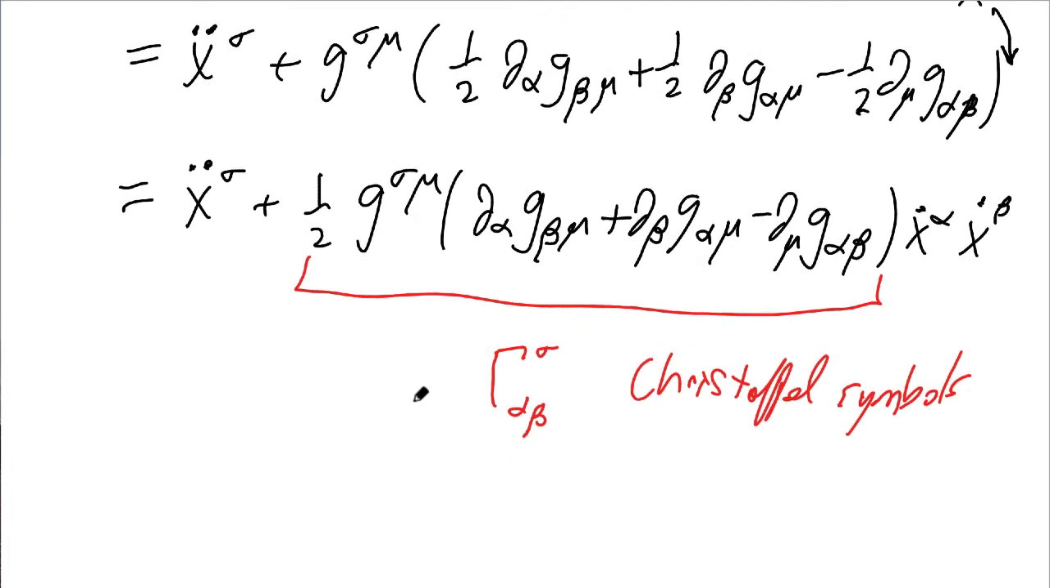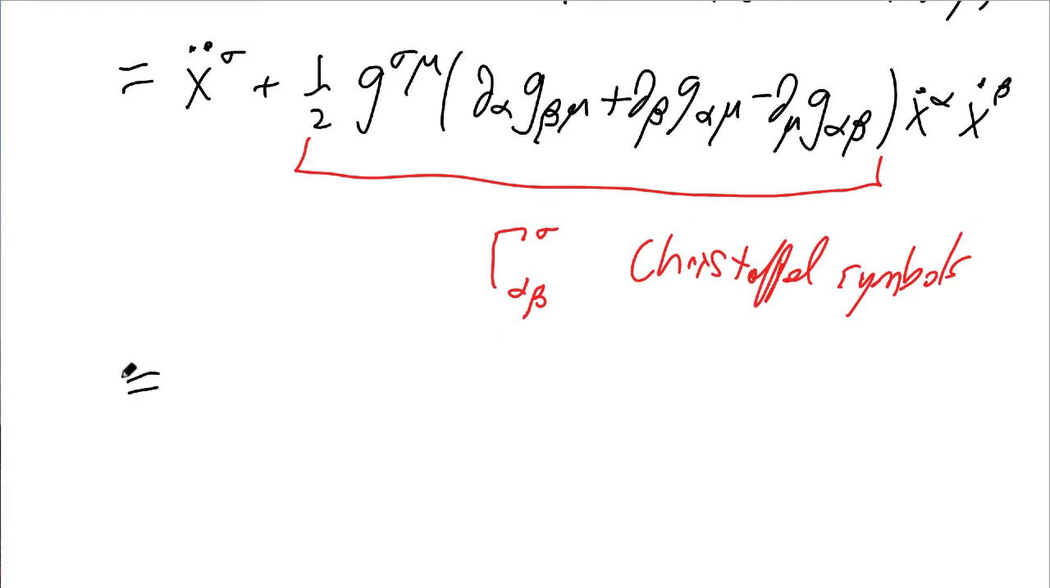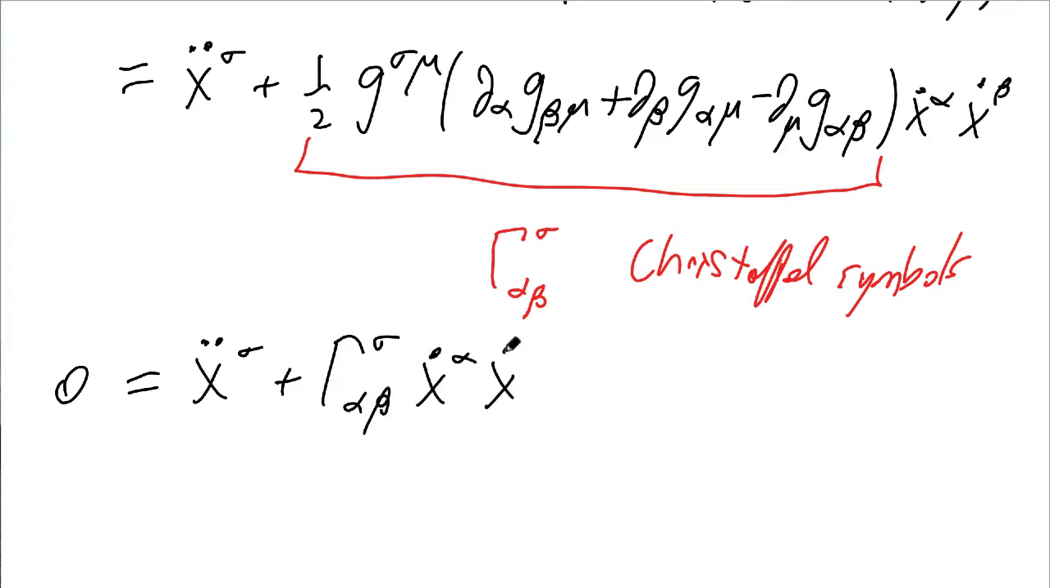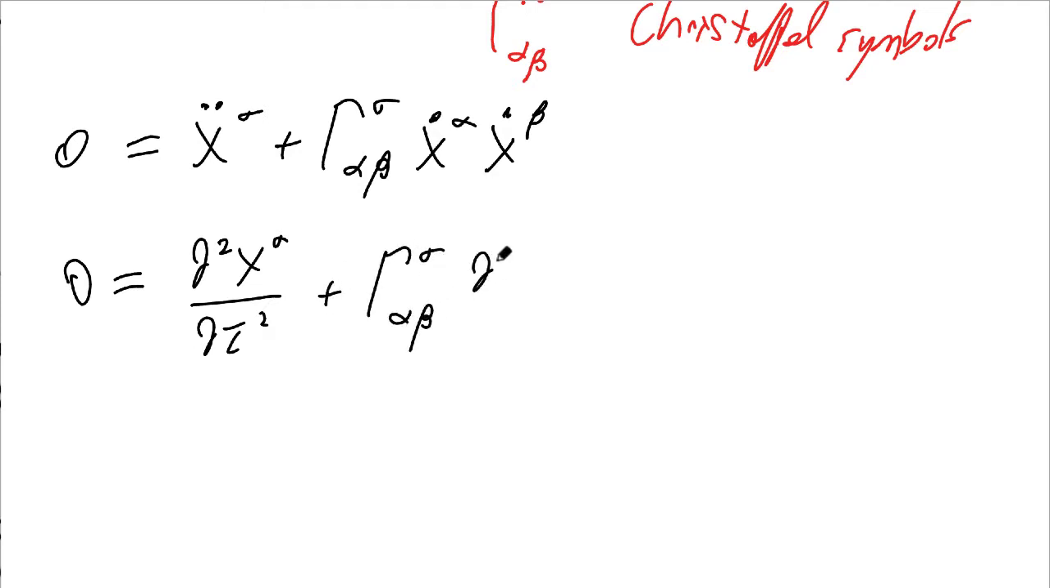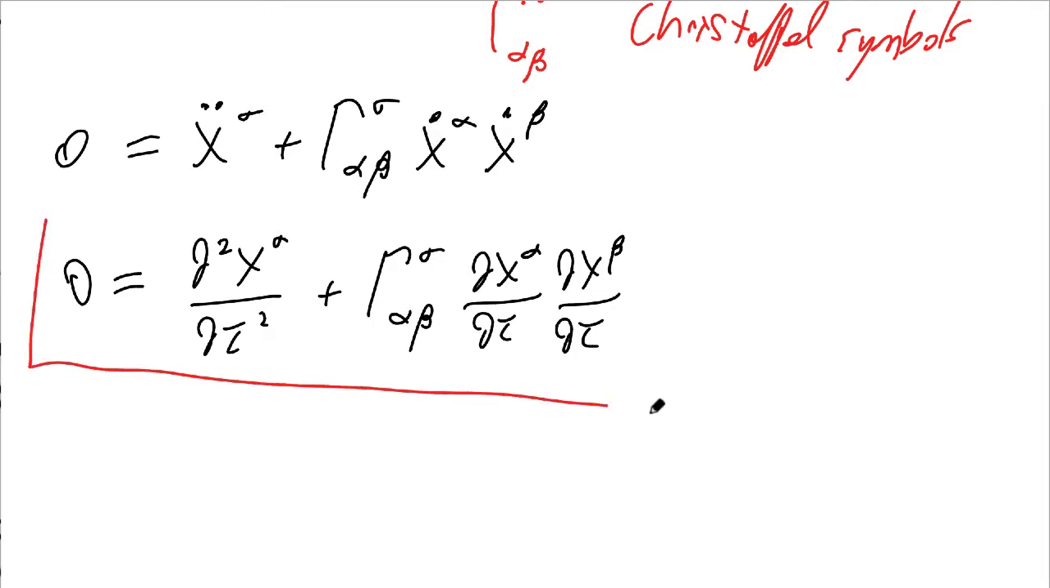All right, so our geodesic equation, written in terms of proper time as a parameter, is 0 equals x double dot sigma plus gamma sigma alpha beta x dot alpha x dot beta. And just remember, the dot is a derivative with respect to proper time, so we can write this more explicitly as the second derivative of x sigma with respect to tau squared plus gamma sigma alpha beta partial x alpha with respect to tau partial x beta with respect to tau. So this is the geodesic equation.